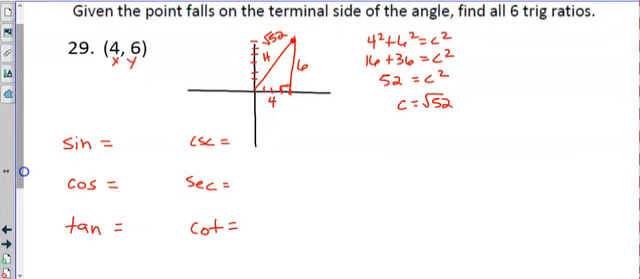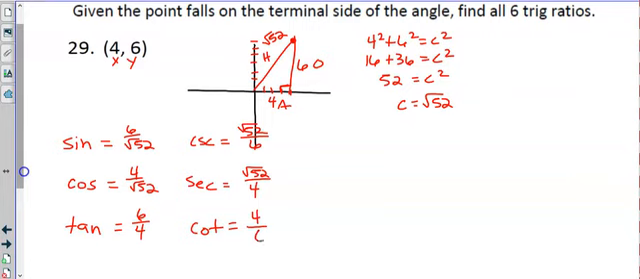Alright, so sine, label these, opposite, adjacent. Sine is 6 over root 52. Cosecant, we just flip them. We're not going to rationalize any of these denominators. Cosine, 4 over root 52. Secant, flip them. And then tangent, 6 over 4. Yes, I know that can be reduced. You could reduce it if you want to 3/2, or just keep it as 6/4. We're not doing much reducing here. And 4/6.